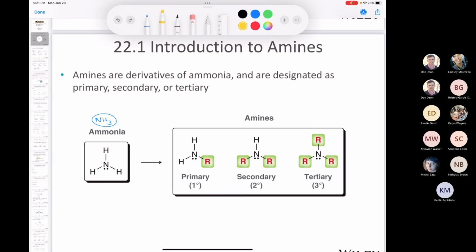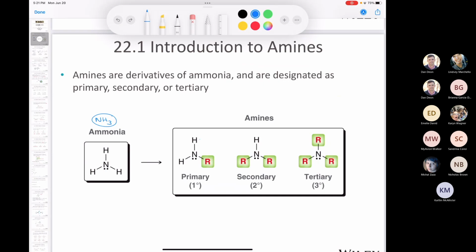And of course, ammonia can participate in hydrogen bonding because it has a nitrogen-hydrogen bond right in it. And so can a primary amine, a pure sample, and so can a secondary amine. But if you have a pure sample of a tertiary amine, it cannot participate in hydrogen bonding because there's no hydrogen directly bound to this nitrogen. And that's something that we're going to come back to in a few minutes. I just wanted to throw that out there.